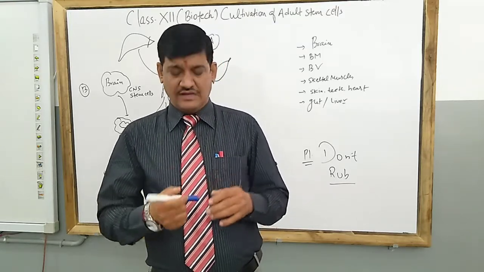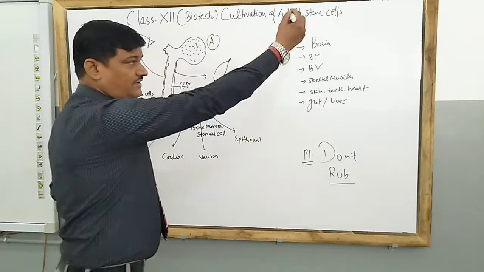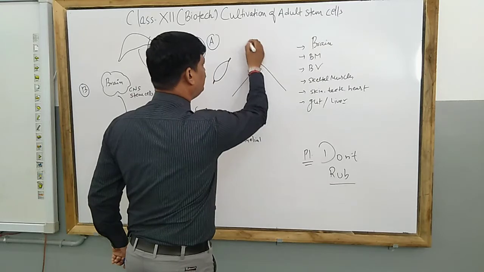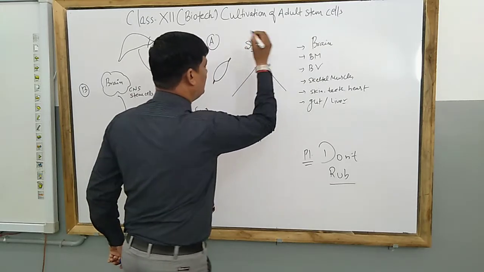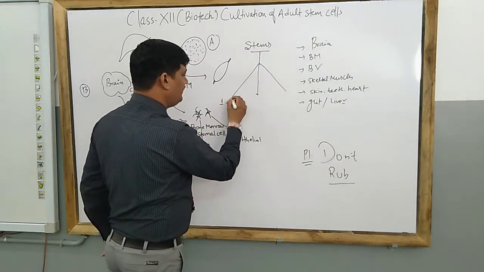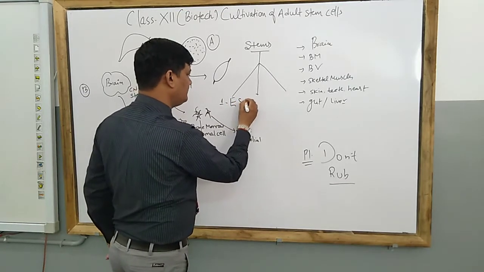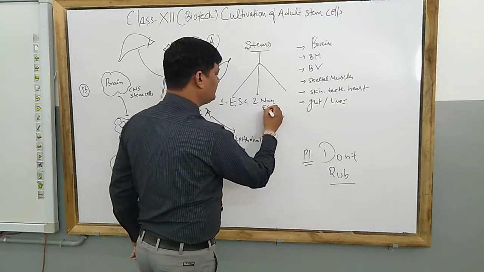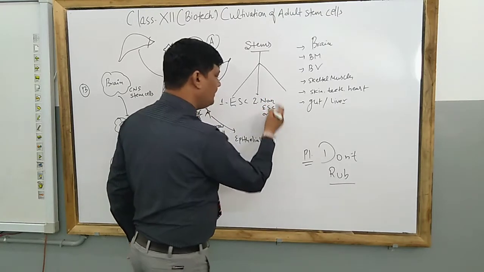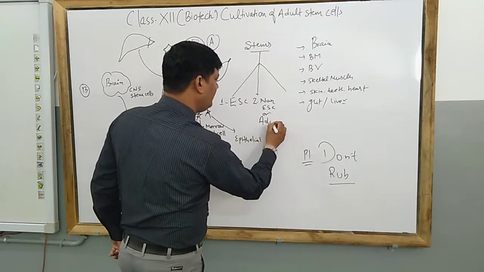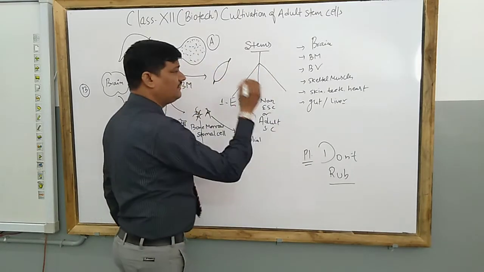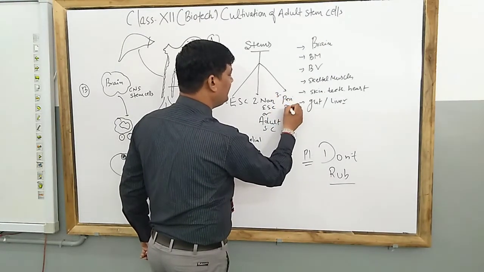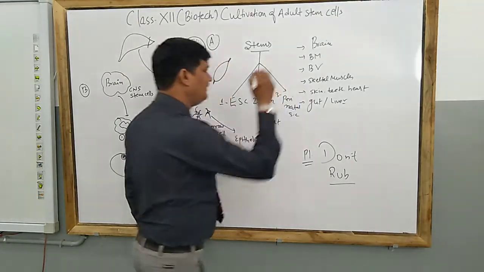So already I have told you about the stem cells and types, and there are three main stem cell types. Number one is embryonic stem cells. Number two is non-embryonic stem cells, or it is known as adult stem cells, and third one is perinatal stem cells.